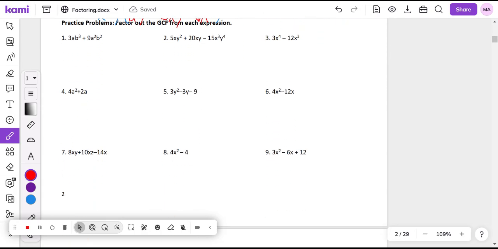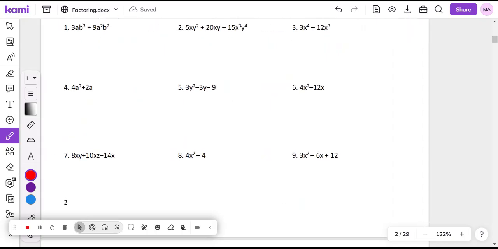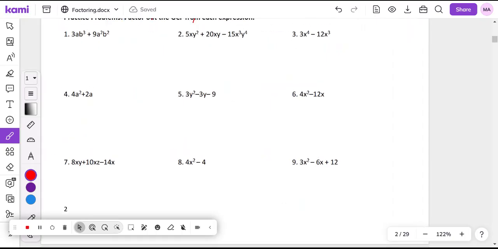So I'm going to do a couple of these with you, and then you'll have to do the rest on your own. So let's look here, 3 and 9. I know the only numbers that go into 3 are 1 and 3, and 3 goes into 9, so I know I can take out a 3. A squared, take out the smaller exponent. B cubed, b squared, take out the variable with the smaller exponent.